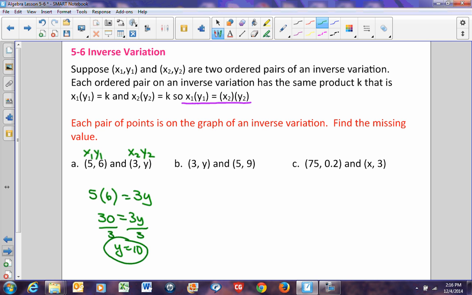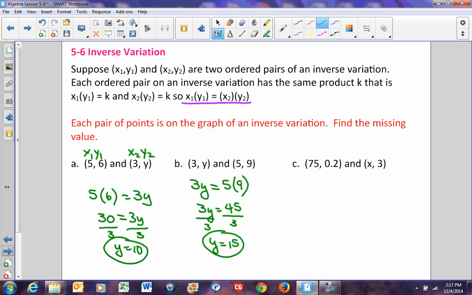The second example here, x1 y1 equals x2 y2. So 3y equals 45. Divide by 3. y equals 15. That's my missing value, 15.